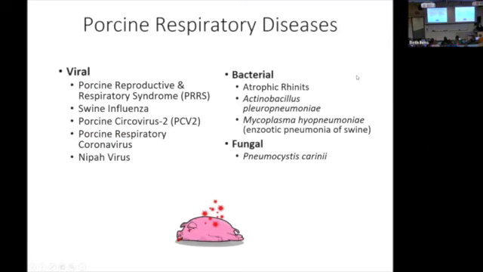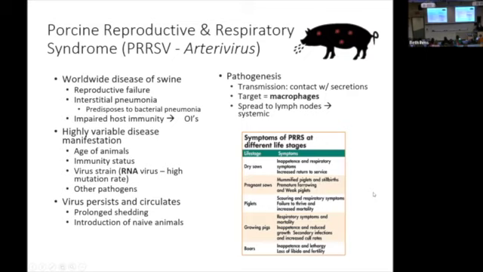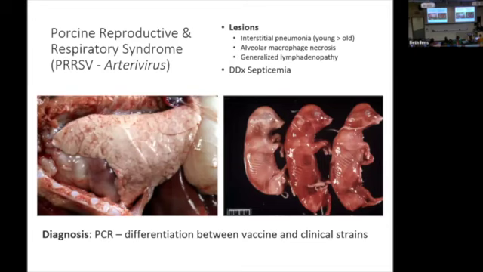All right, similar themes for porcine respiratory diseases: viral, predisposing to bacterial, fungus, and pigs, especially one. PRRS and PCV2, these two diseases have a lot of clinical and pathologic overlap. They're very similar. You'll talk about this again in repro. Abortions.